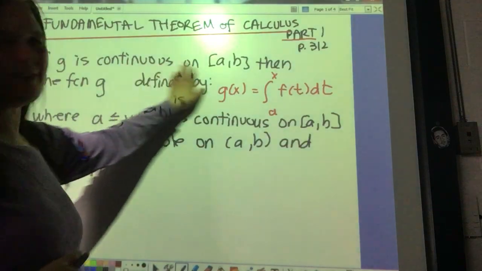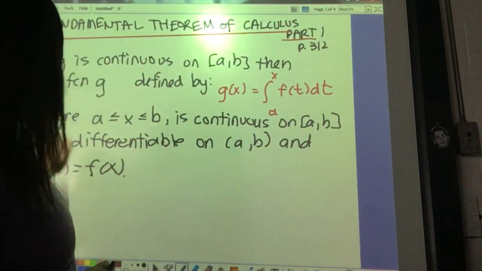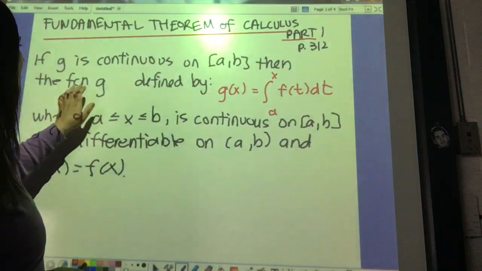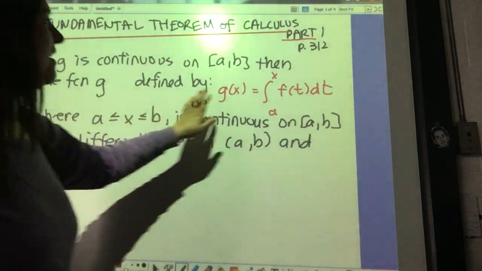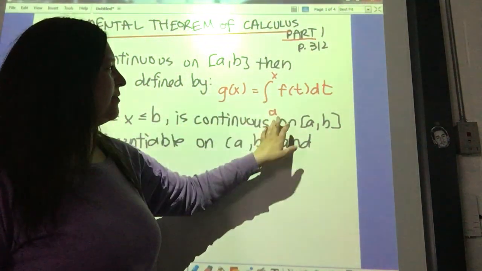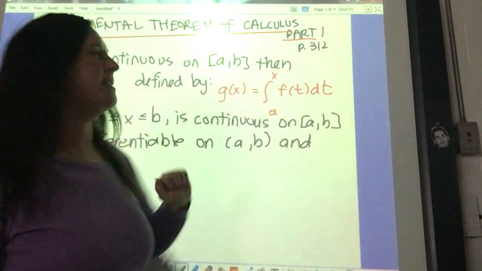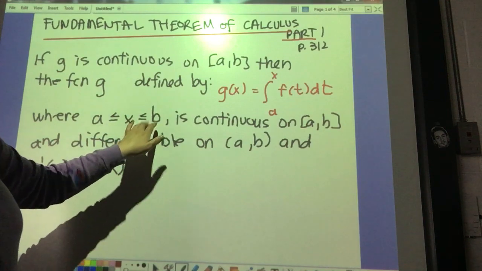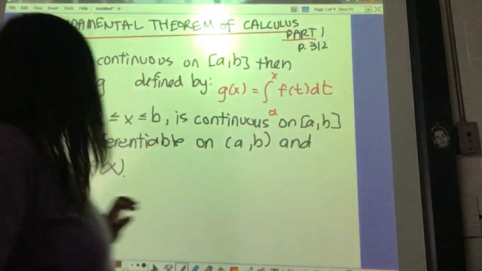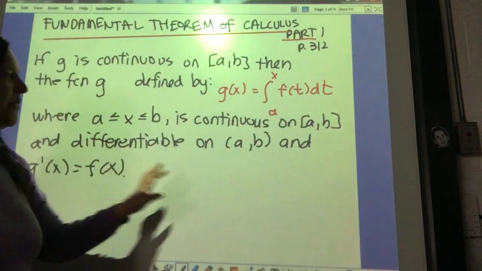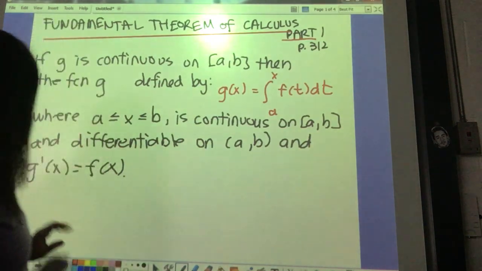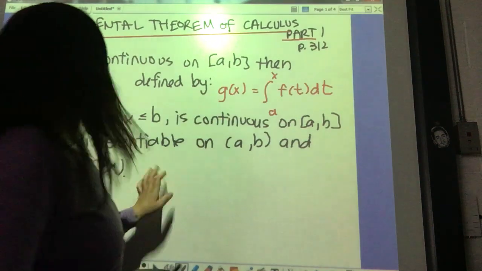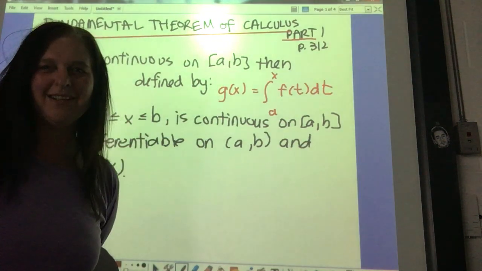So the official definition, let's read it out together. We have it in our notes. If g is continuous on the closed interval [a, b], then the function g defined by g(x) equal to the integral from a to x of f(t) dt, where a is less than or equal to x, less than or equal to b, is continuous on the closed interval [a, b] and differentiable on the open interval (a, b), and g'(x) = f(x). That is the fundamental theorem of calculus part 1.